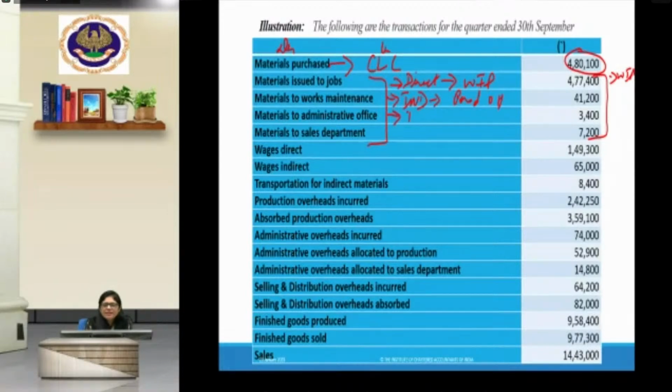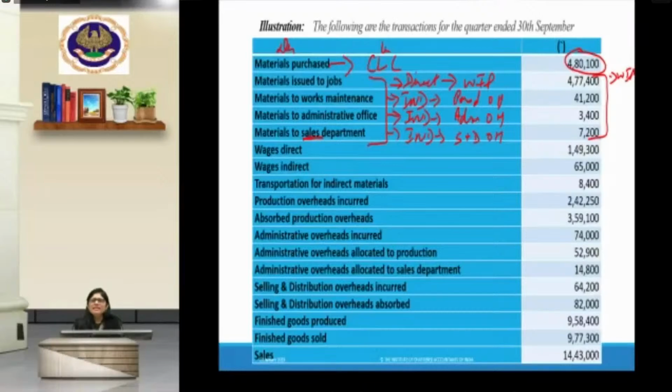Third material, again indirect, is transferred to admin. So admin overhead control account debit to stores ledger control account. Material to administrative, admin overhead control account debit to stores ledger control account. Then the fourth indirect material is being transferred to the sales department. That means selling and distribution overheads control account.